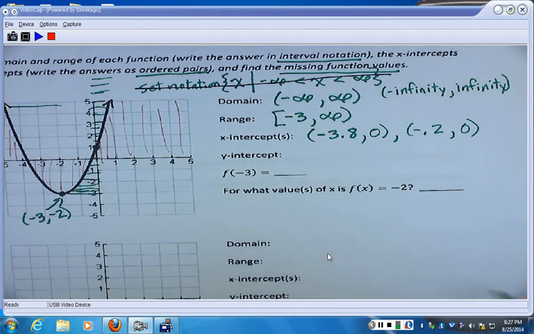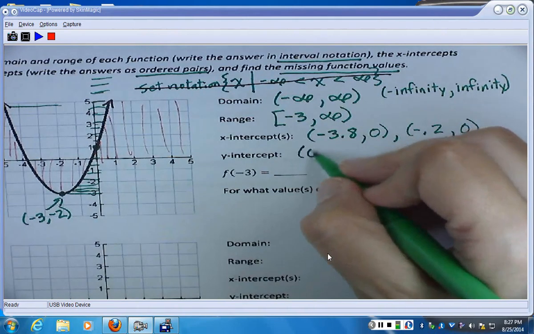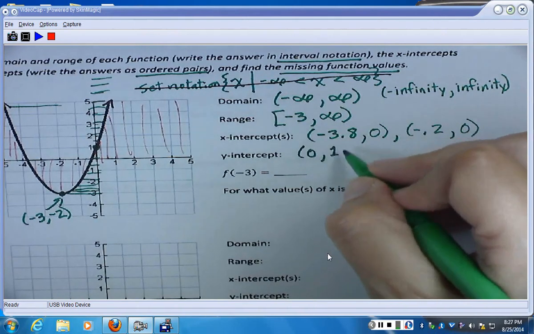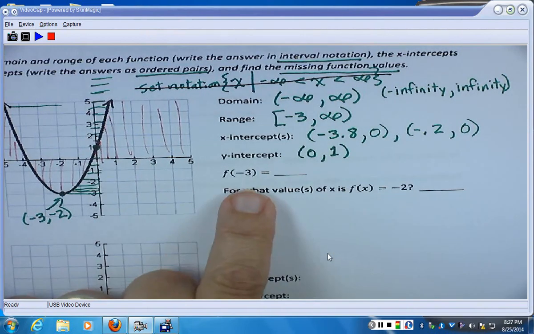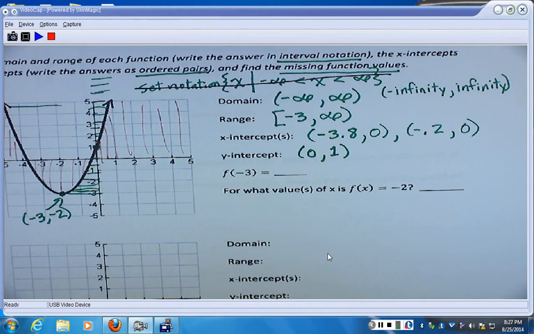Y-intercept looks like it crosses right at that. So what's the y-intercept? 0, comma 1. Okay, and then what's f of negative 3? So when x is negative 3, what's y? Negative 2. Right.